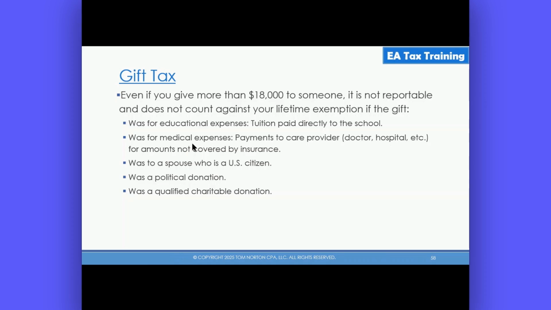Also, any gift to a spouse who is a United States citizen, you don't have to worry about that. So spouses can give money or gifts back and forth all the time as long as they are both US citizens. No problem. You don't have to report it. There's no $18,000 limit. You can just pretend like it did not happen. If your spouse is not a US citizen, we'll talk about what happens then here in a couple of slides. If you make a political contribution, that is not a gift. You don't have to report it. If you make a qualified charitable donation, that is not a gift. You don't have to report it.